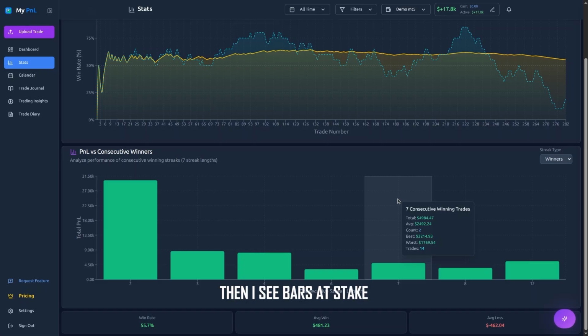Then I see bars at streak lengths 3, 4, 6, 7, 8, and 12. What's interesting is that these longer winning streaks contributed less total profit than my individual wins. The 12 win streak bar on the right shows I captured profit there too, but it's smaller. This tells me that my edge isn't necessarily about riding hot streaks, it's about consistent individual winning trades.